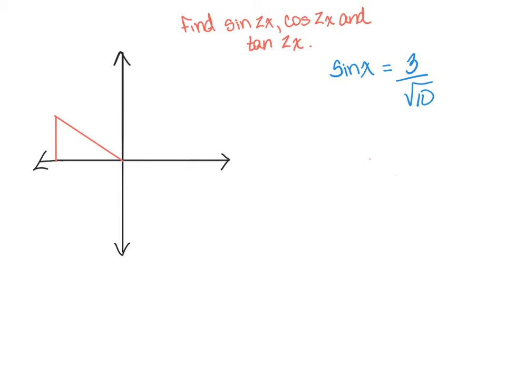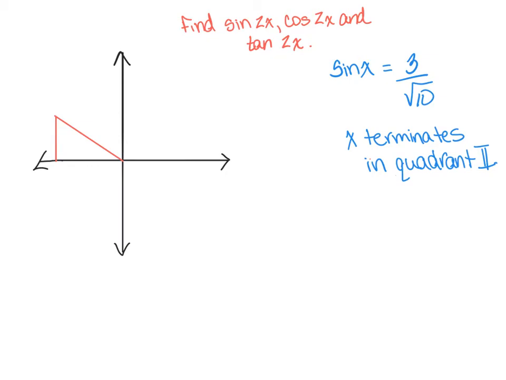The other part of this that's important is we are told that x terminates in quadrant 2, okay? It terminates in quadrant 2. And the reason that's important is because that helps us with our positives and our negatives, okay? So it terminates in quadrant 2.